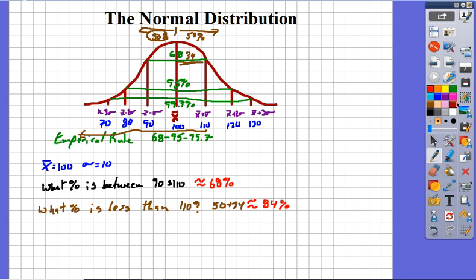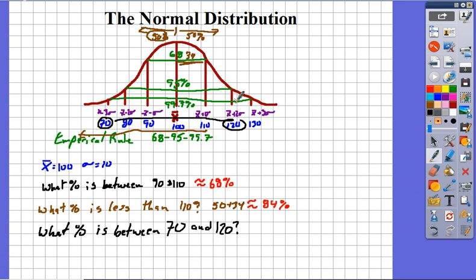Now we can go on to one last question here, and what I'm going to say is, let's say, what percent is, let's do between again, what percent is between 70 and 120? Well, that's a little bit more thoughtful question. 70 and 120 from here all the way to there.